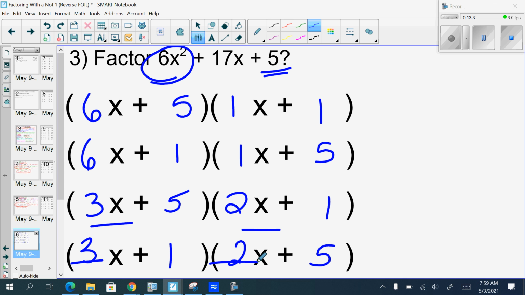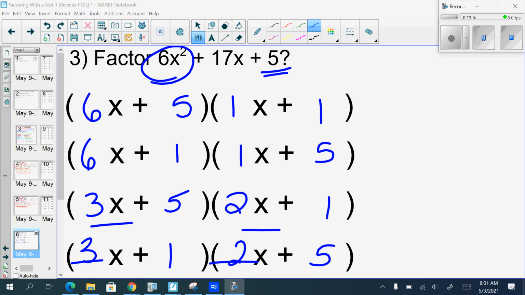So now I'm going to give you some time to FOIL these out and try to figure out which one is the correct answer, okay? Again, once you find it, you can stop. You don't have to FOIL them all out if you find the correct answer on the first or second try, okay?